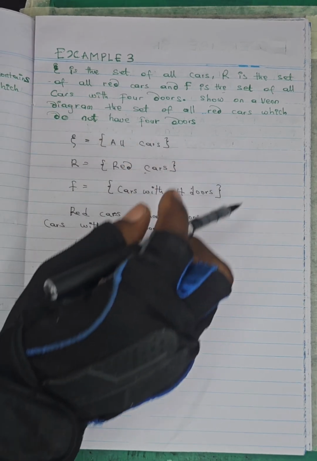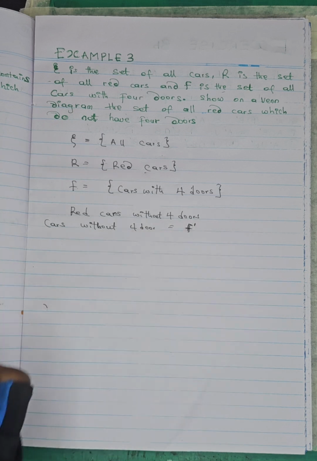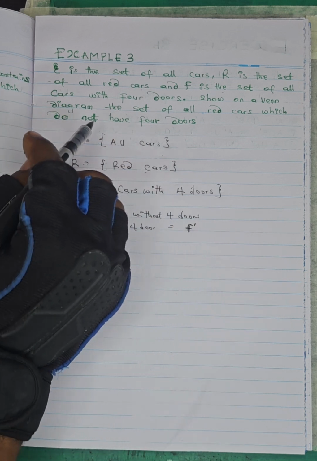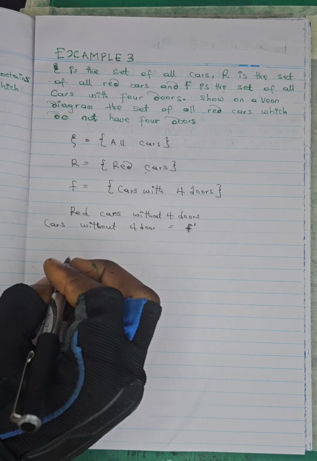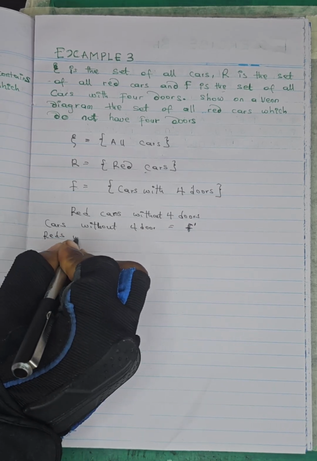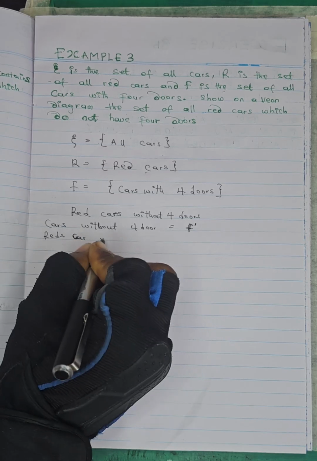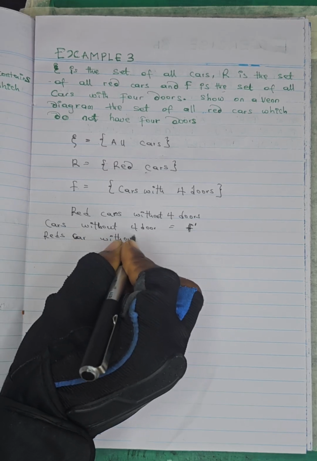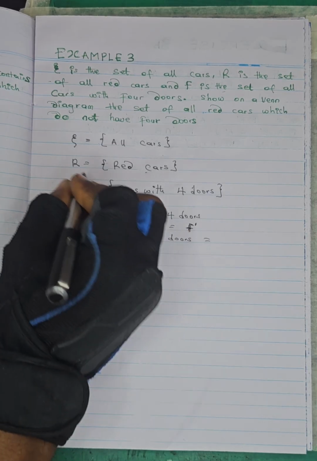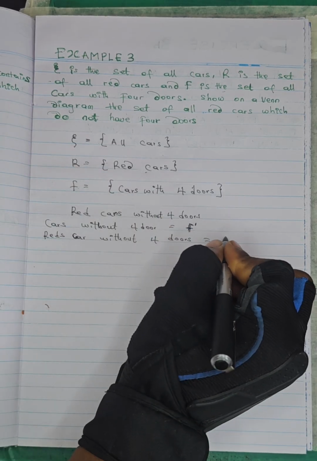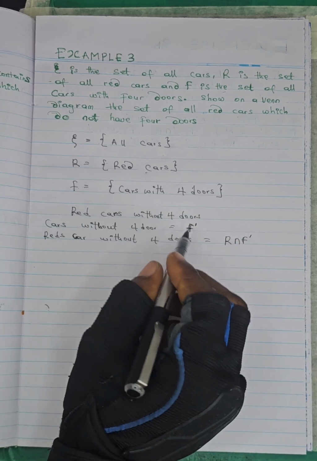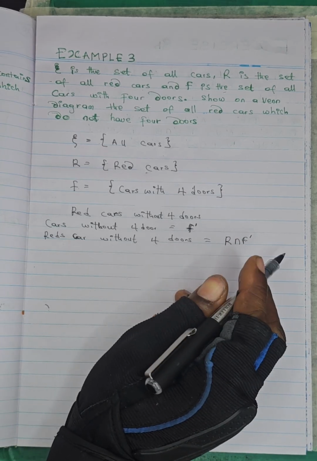The universal set is all cars. That has been established. Now we are being told to look for the red cars that do not have 4 doors. So red cars without 4 doors will simply be R intersection F complement. I don't know if this is confusing. This F complement stands for all the cars without 4 doors.